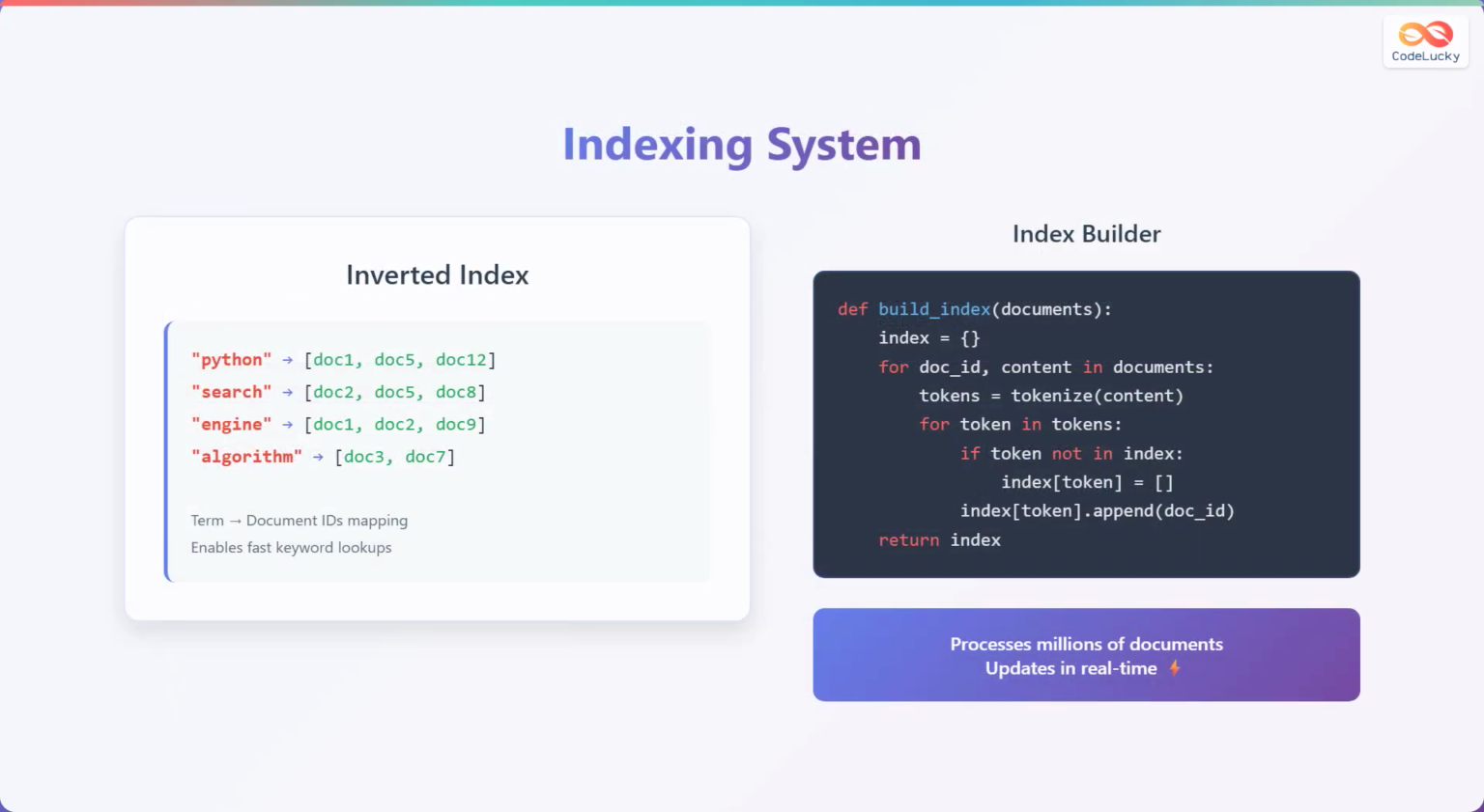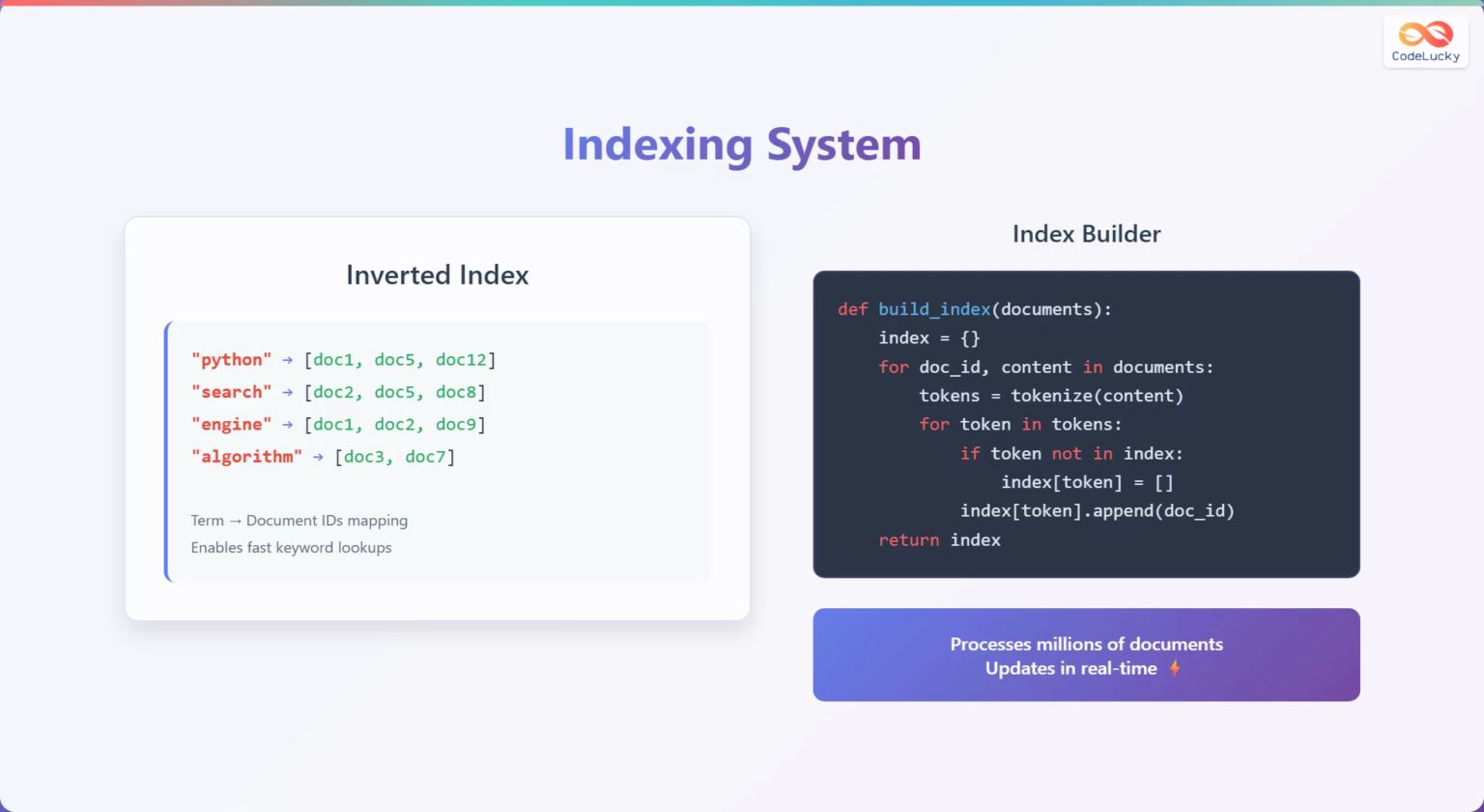At the heart of every search engine is an efficient indexing system. A fundamental structure used is the inverted index. This index maps terms to the document identifications, or IDs, in which they appear. For example, the term Python points to document 1, document 5, and document 12. The term search points to document 2, document 5, and document 8. The term engine points to document 1, document 2, and document 9. And the term algorithm points to document 3 and document 7. This structure enables very fast keyword lookups.